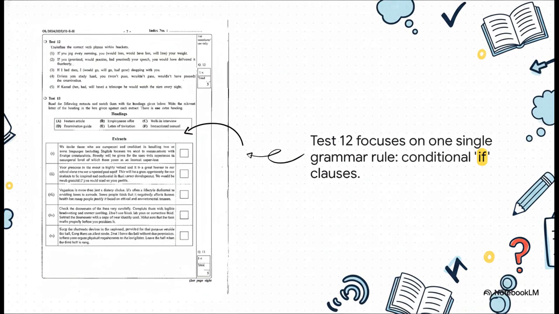Now, test 12, this one can look a bit scary with those longer sentences. But hey, look closer. See how they start? If you jog, if you practiced. The second you spot that pattern, you realize, oh, this whole thing is just testing one simple rule. It's all about those if clauses, cause and effect. It's not scary at all, it's just a little puzzle waiting for you to solve it.